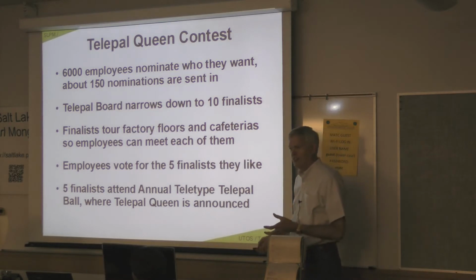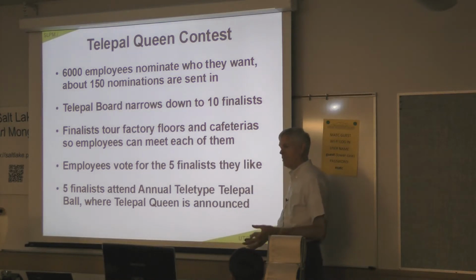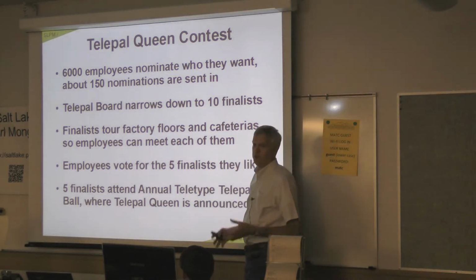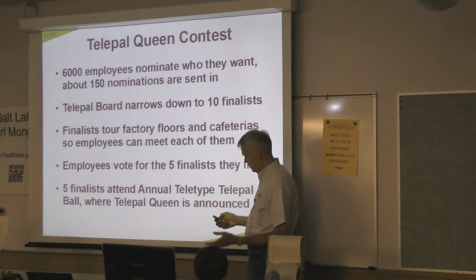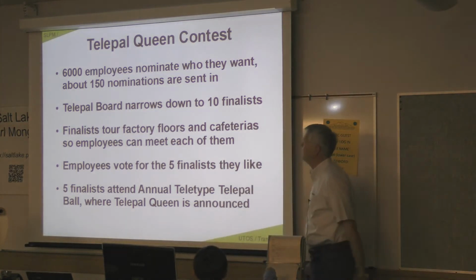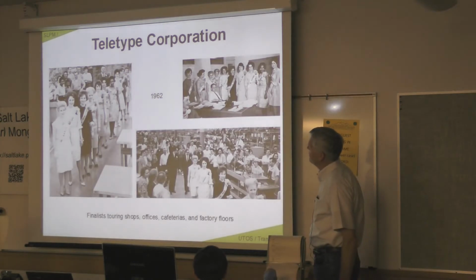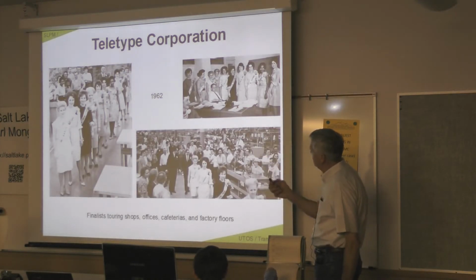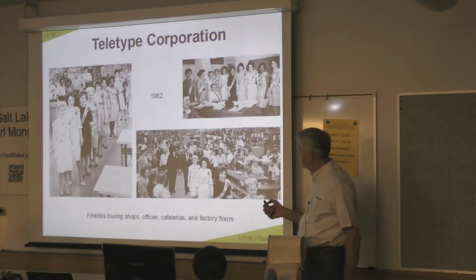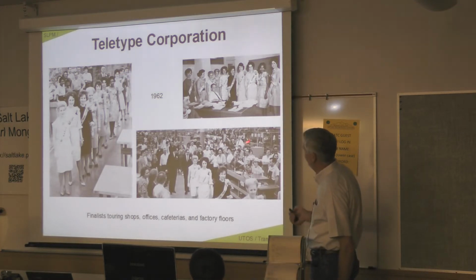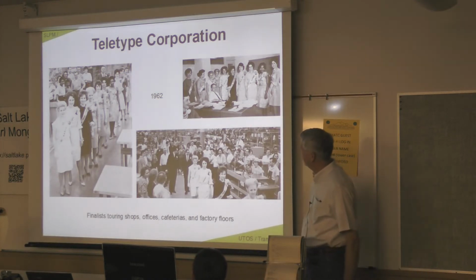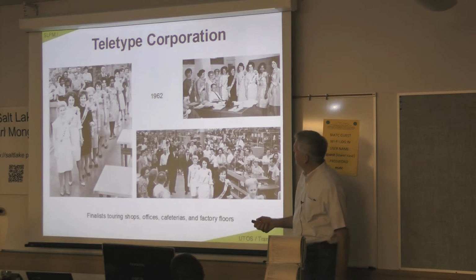And then the 5 finalists would attend a ball, which the company had every year, and where one of them would be crowned as queen, Telepal Queen for the year. And you might ask, well, what were they doing this for? Here's an example of this year's. This was in 1962, where they're actually touring the factory floors. And you have all the employees watching, looking.